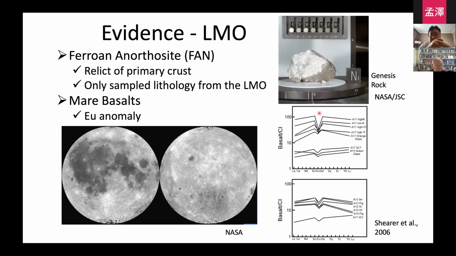So this means the lunar mantle basically formed through a global lunar magma reservoir, i.e., the lunar magma ocean. So basically both the europium anomalies in mare basalts and the widespread occurrence of ferroan anorthosite support the existence of the lunar magma ocean in the moon.